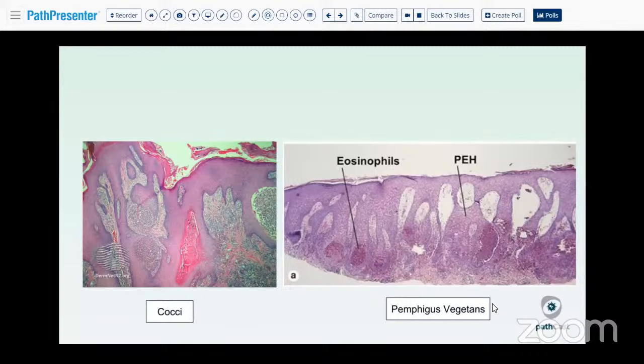Here is coccidioidomycosis versus pemphigus vegetans, both showing that pseudoepitheliomatous hyperplasia with pus pattern. In cocci, it is neutrophilic pus. In pemphigus vegetans, it is eosinophilic pus.